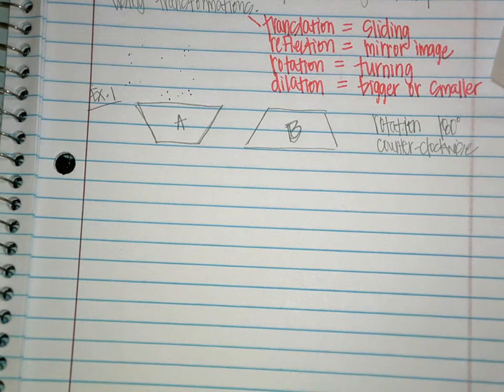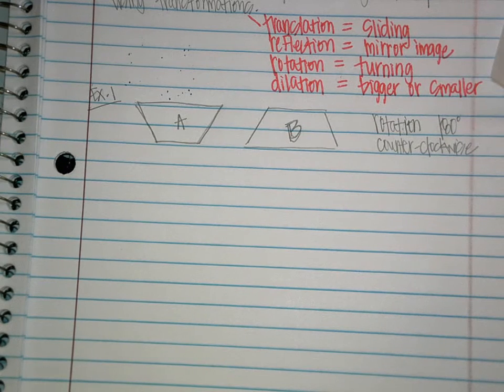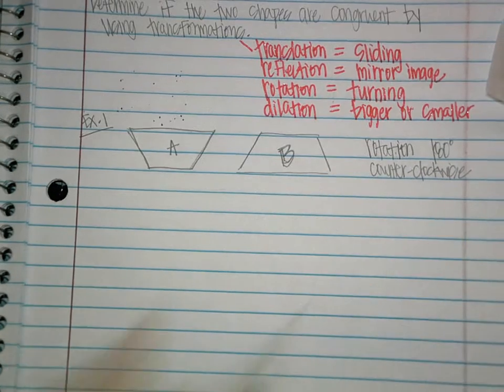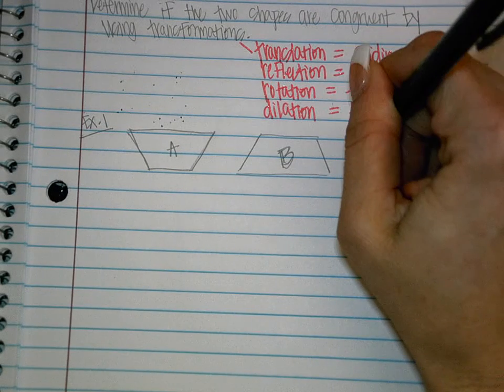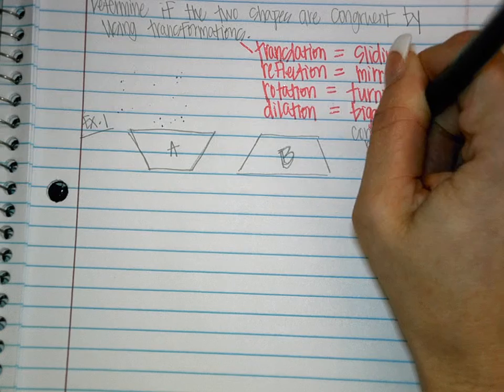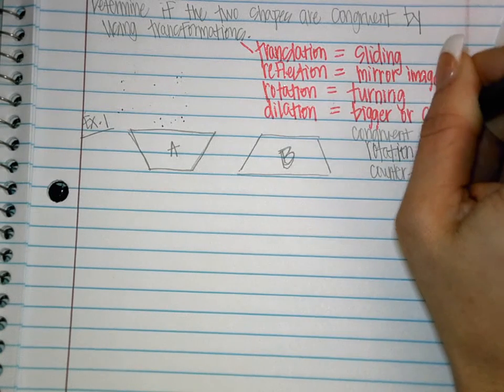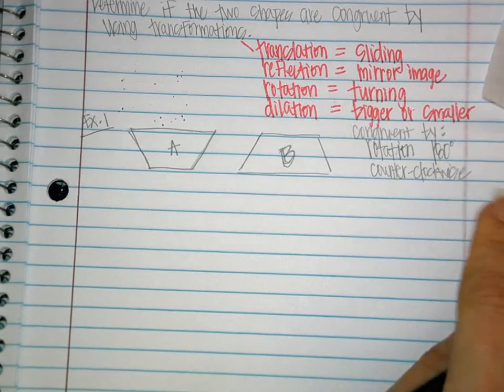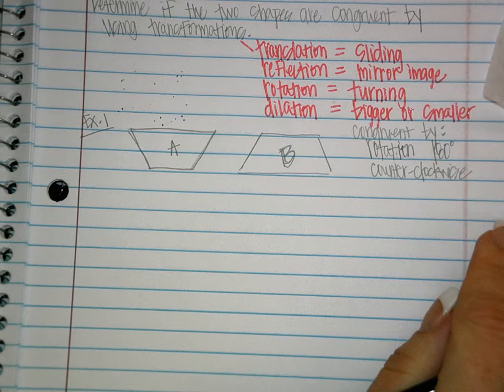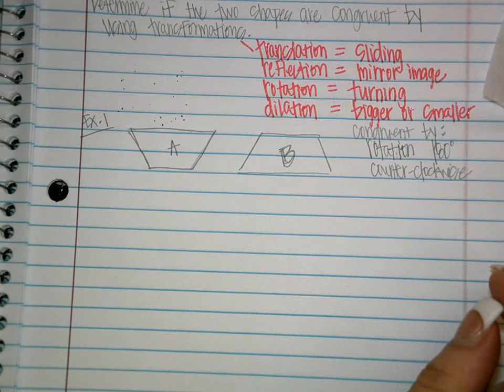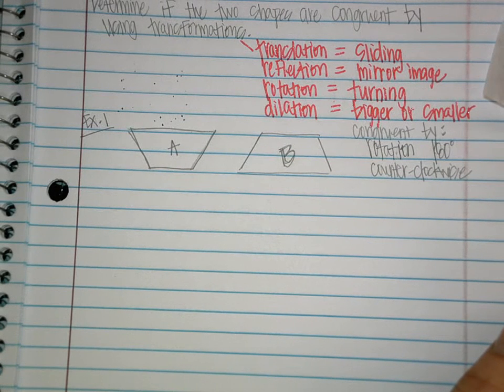So this one technically was asking you, are these congruent? You can either write just yes, or you can say congruent by rotation 180 degrees counterclockwise. Okay. Question on how I did that?